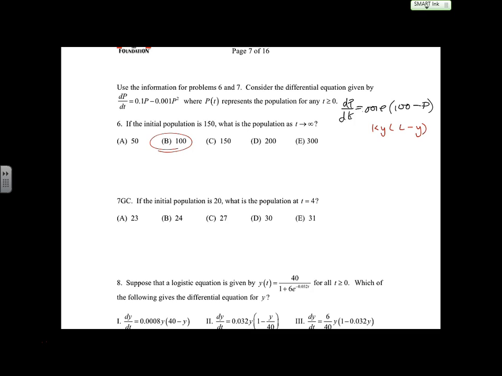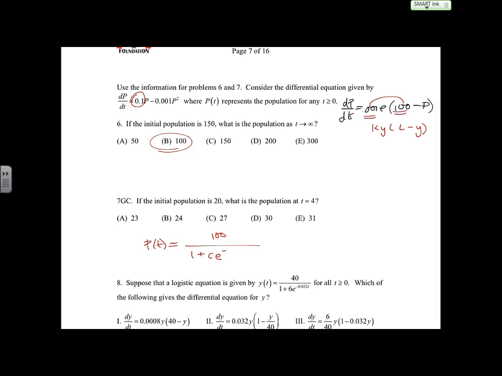If the initial population is 20, what is the population at T equals 4? Oh, nasty. So we have to solve that differential equation? No. P of T equals L over 1 plus C e to the negative LKT. So remember L goes on top. What's L times K? 0.1 times 100, because we have K, oh yeah.